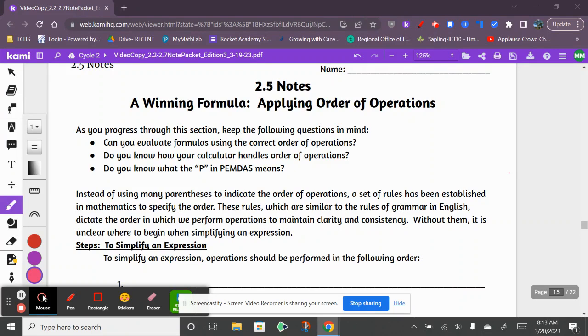Hi everyone, this is the video over section 2.5, which is looking at order of operations. So instead of using parentheses to indicate the order of operations, you may be familiar with the rule for order of operations as PEMDAS, we're going to look at it a little bit differently. These rules, which are similar to the rules of grammar in English, dictate the order in which we perform operations to maintain clarity and consistency. Without them, it is unclear where to begin when simplifying an expression. So this will tell you really what order you want to actually solve an expression.